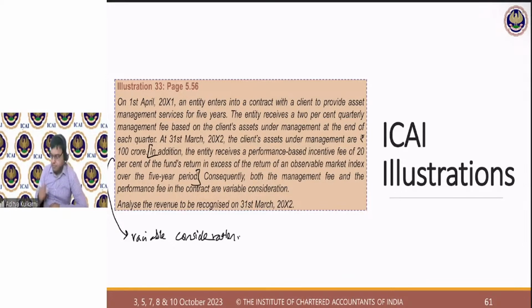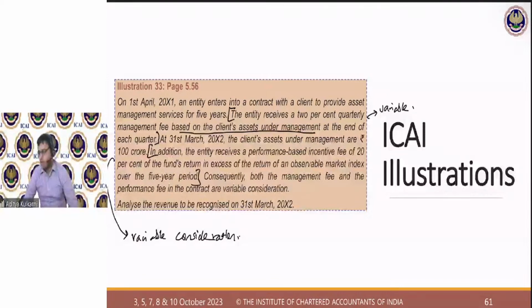Consequently, both the management fee and the performance fee are variable, obviously, because you are getting a 2% quarterly management fee based on the assets under management. So this also ends up being variable. Analyze the revenue to be recognized on 31st March 20X2.